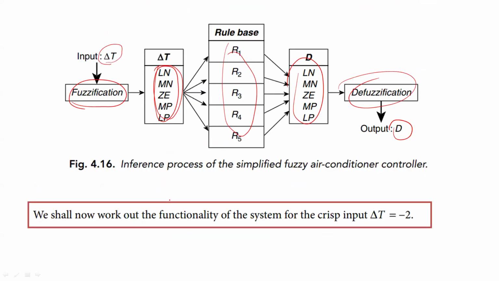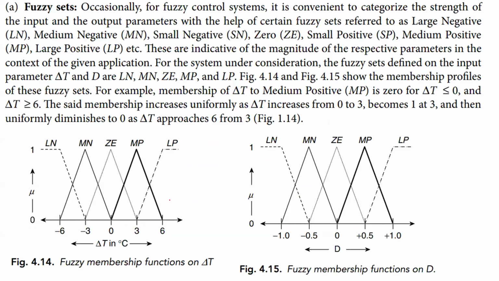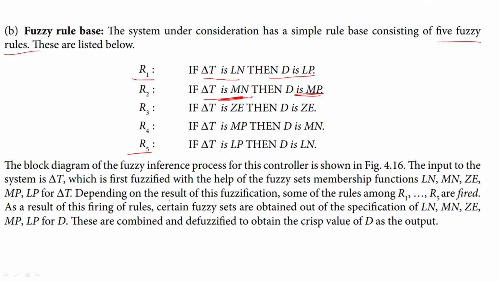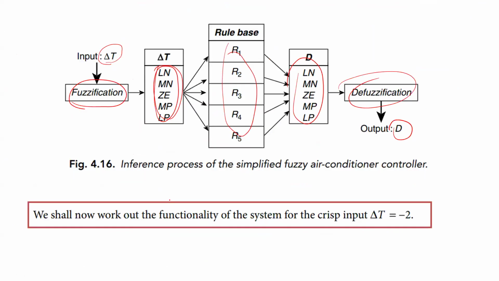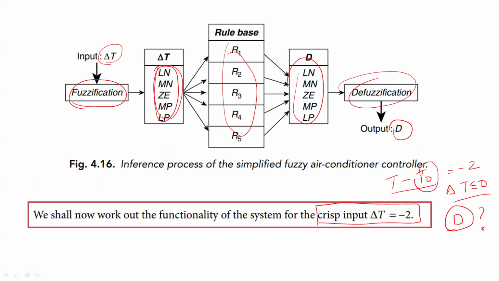Now this is the question in hand, that is, we are given a fuzzy set and a fuzzy rule base. We need to find a particular crisp output for the crisp input value delta T equal to -2. Suppose that the difference between the actual room temperature and the targeted room temperature is -2. That means delta T is less than or equal to 0. What should be the dial position T in order to achieve a target T0? So that is our question.